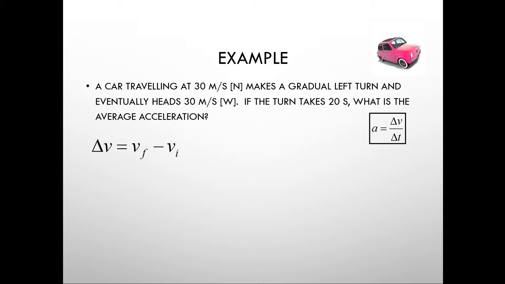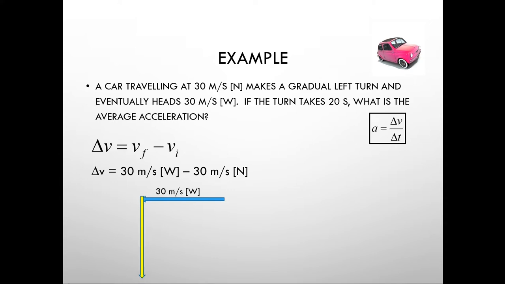And we know our change in velocity will be final velocity minus initial velocity. So the final velocity is 30 meters per second west. That's what ends up happening at the end of the scenario. And we can subtract the opening 30 meters per second north. So we've got 30 meters per second west, and we're subtracting 30 meters per second north, which really means that we're adding 30 meters per second south. Then that gives us this red resulting vector.